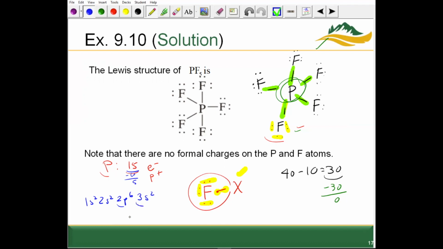3s can hold 2 electrons. Now we have 3 more. After 3s, we go into 3p. With 3 more electrons, that must be 3p3.